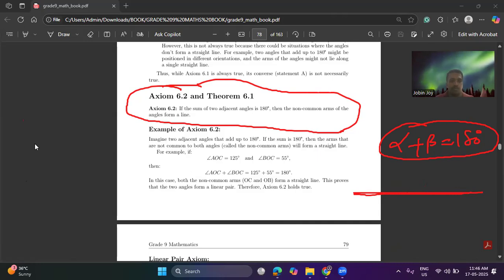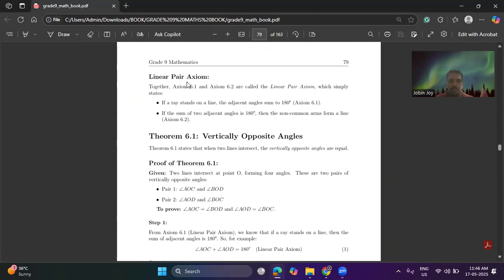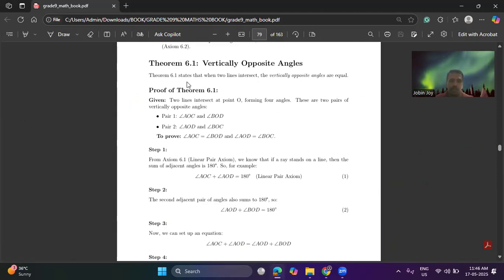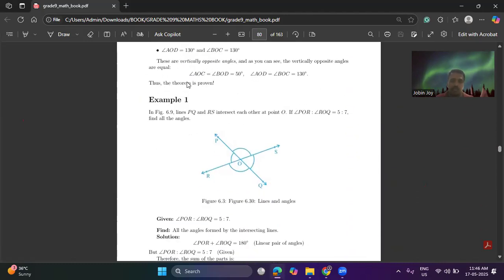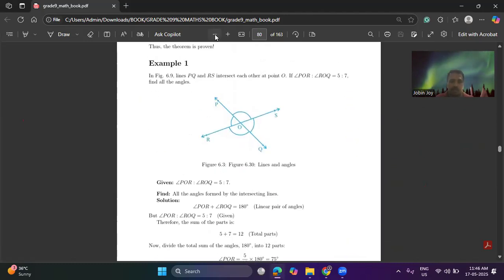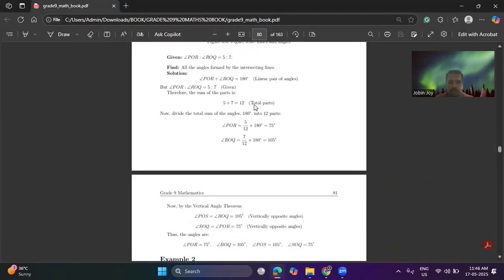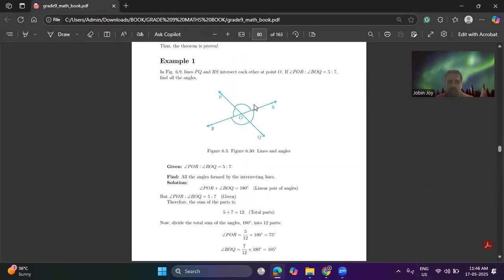Then next is vertically opposite angles. We already discussed what vertically opposite angles are. Then we will start some simple examples. Here this example is there is a line PQ. This is our line PQ.